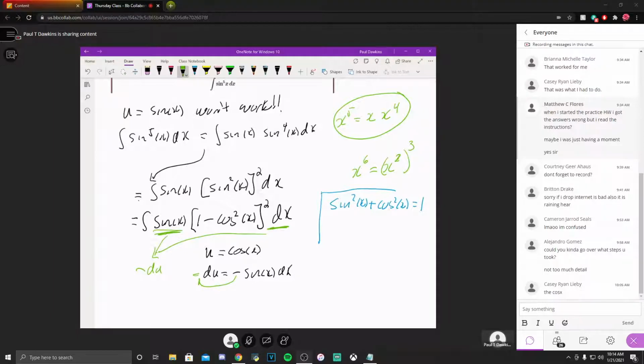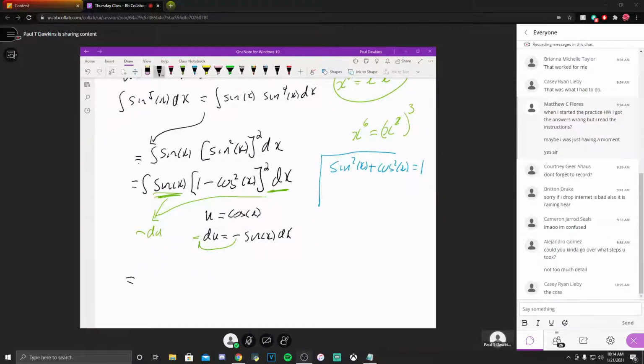There's my cosine squared there. That's just u squared. So upon doing my substitution, what do we have here? Well, I've got that minus sign on the du. I'm just going to factor that out of my integral to get it out of the integral. Sine of x dx is just the du again from the minus sign there. Then I've got, don't forget your brackets and your exponent here, bracket 1 minus cosine squared. But cosine is u, so 1 minus u squared.